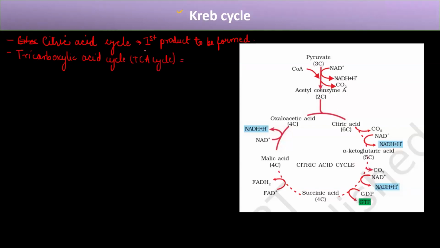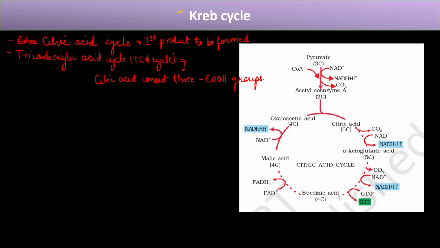Now, why is it known as the TCA cycle? Because if you look at the structure of citric acid, it consists of 3 carboxylic acid groups. And because of this, it is known as the TCA cycle or tricarboxylic acid cycle. And citric acid is considered because it is the first product to be formed in the Krebs cycle.